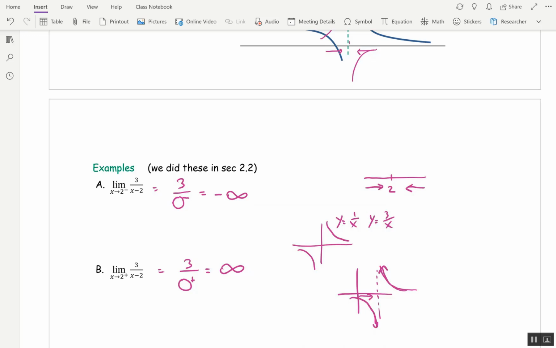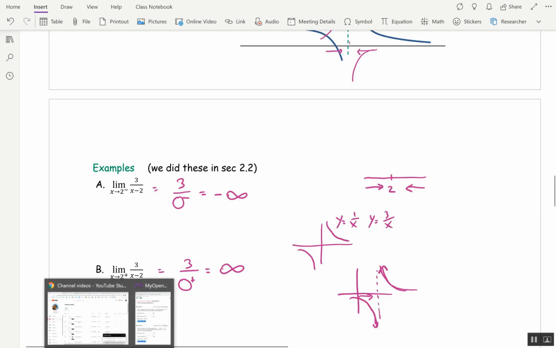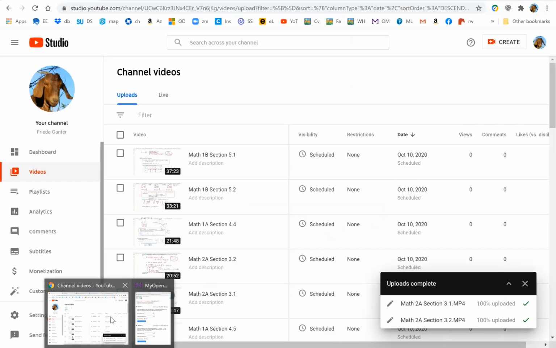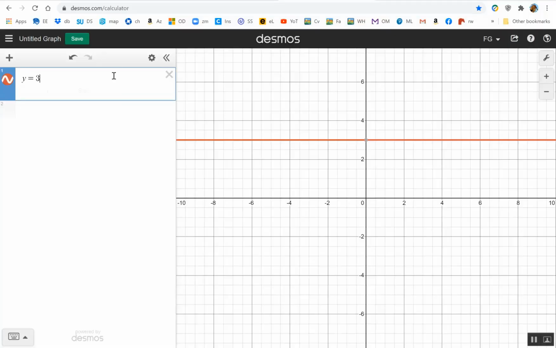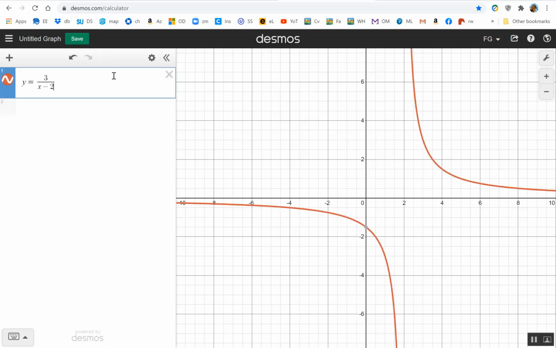But I would just want you to keep in mind, good old Desmos is always there, and it's a great way to verify your answers. So y equals 3 over x minus 2. And there you go. You can see the behavior right there.